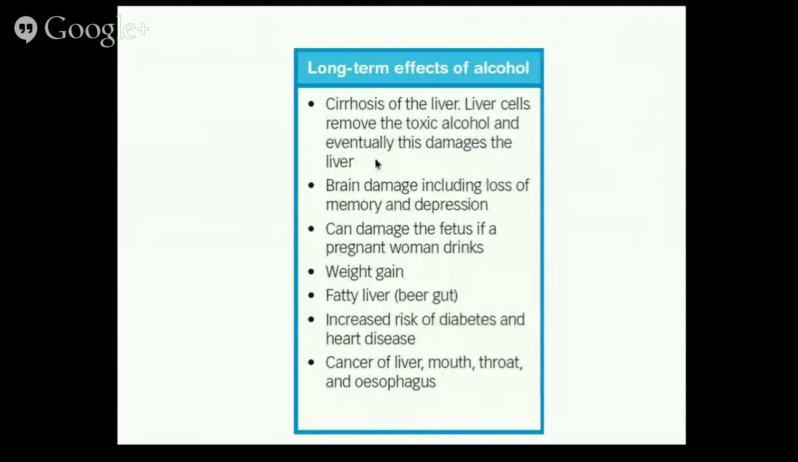Whereas long-term, and this is the main one here, cirrhosis of the liver. Long-term effects of alcohol mean you can damage your liver because your liver is responsible for breaking down alcohol. Because alcohol is toxic, it is a poison, and your liver is constantly breaking it down if you drink alcohol. So what happens is over time, the enzymes that break down the alcohol get damaged and they stop working, and you end up having cirrhosis of the liver. It's a really funny spelling. Look at that. C-I-R-R-H-O-S-I-S, cirrhosis of the liver.